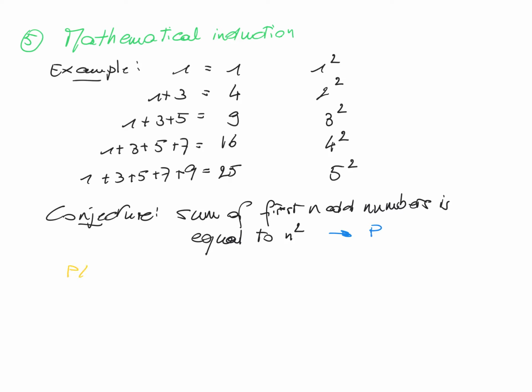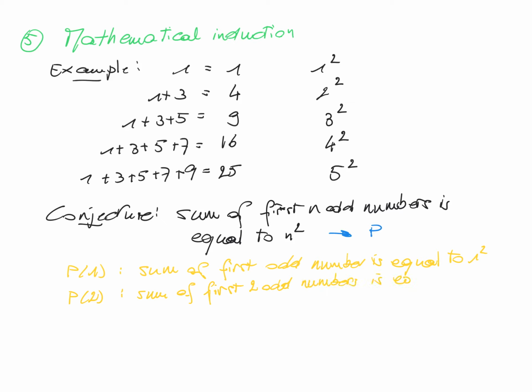So for example, P1. P1 is the first statement. So it's the first statement saying that the sum of the first odd number is equal to 1 squared. Similar, P2 will say that the sum of the first two odd numbers is equal to 2 squared.